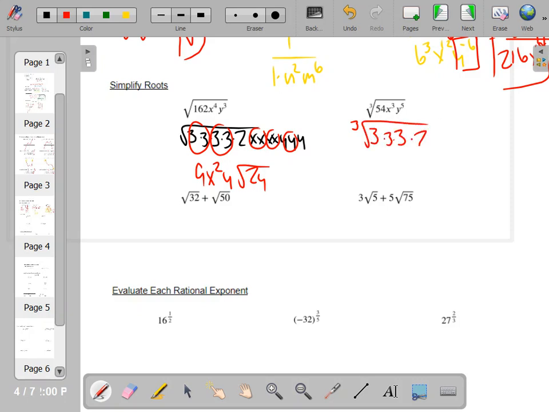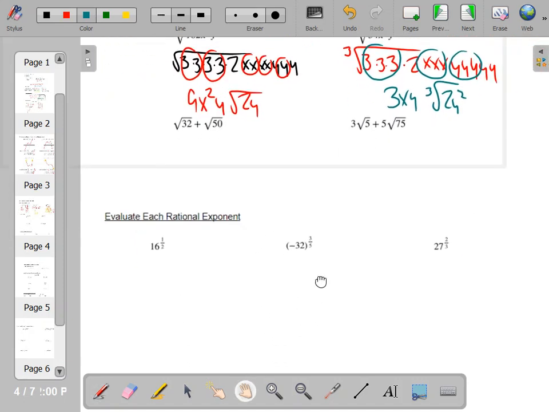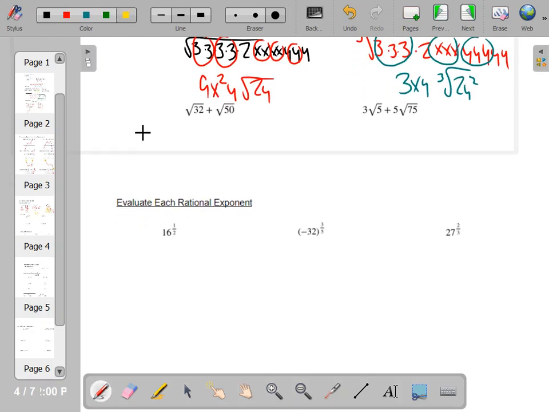Same game with a cube root. 27 times 2, x, x, x, y, y, y, y, y. We're looking for sets of 3 though, because it's a cube root. So set of 3, set of 3, set of 3. 3xy comes out. What's still trapped? 2y squared. You might be able to do that in your head if you know perfect cubes, but if not, completely factor it.